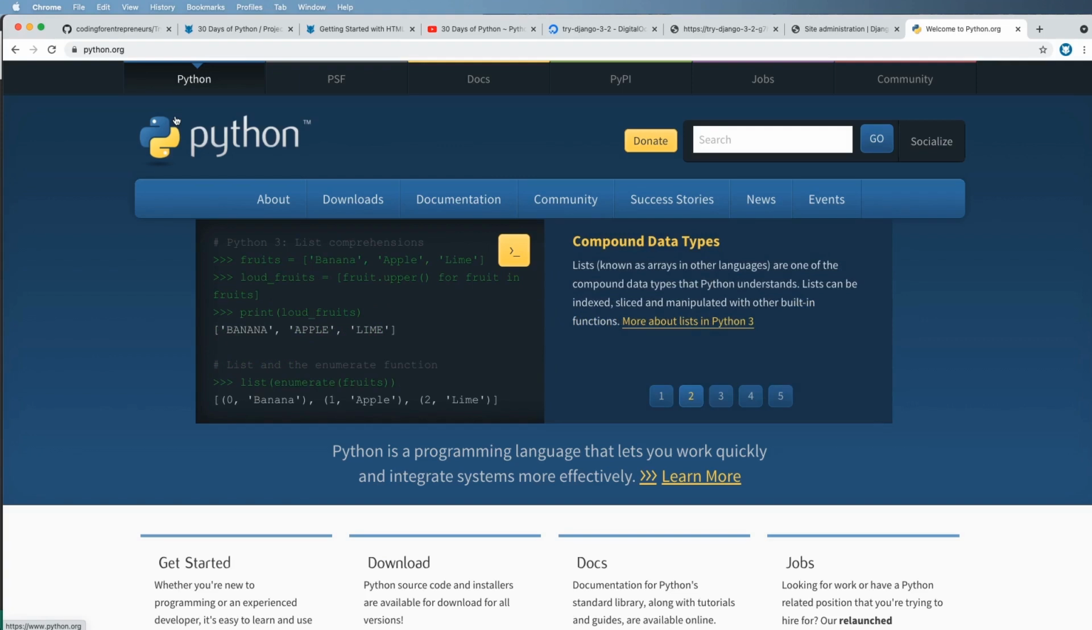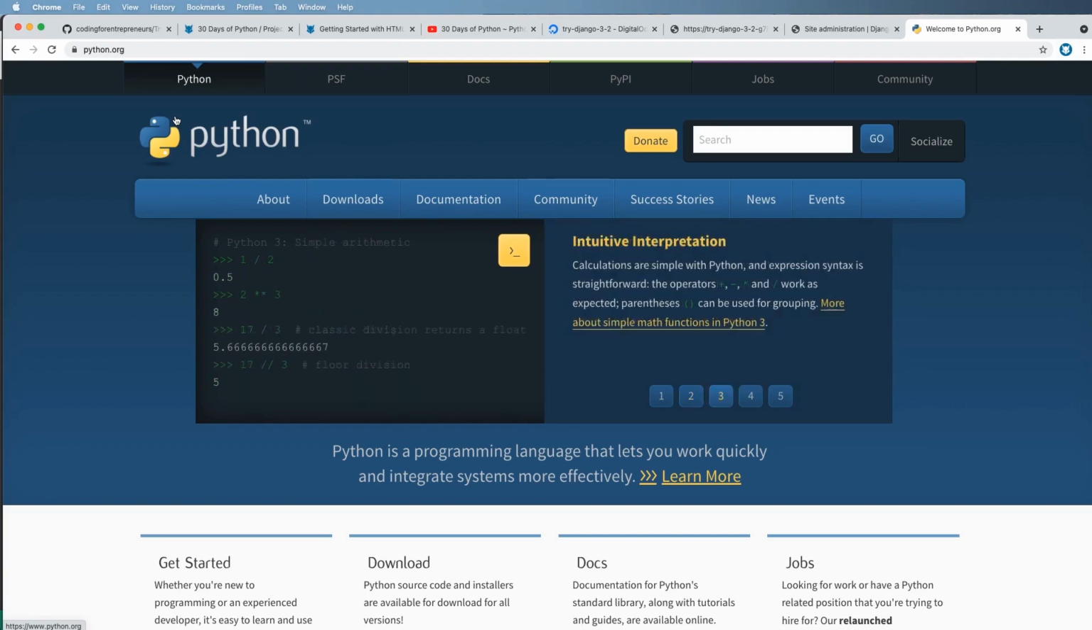Now, that is it for the requirements. Of course, if you have any questions, let me know. If there's something that's not clear about the requirements, let me know in the comments below. Otherwise, let's go ahead and get Python installed.